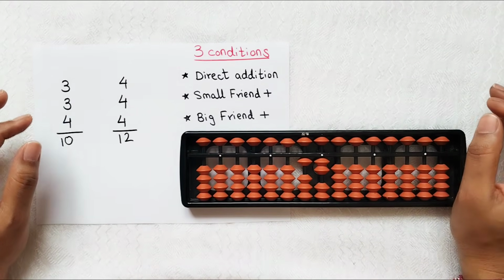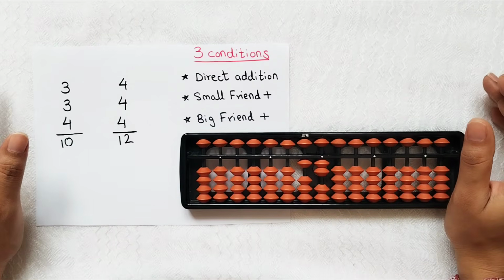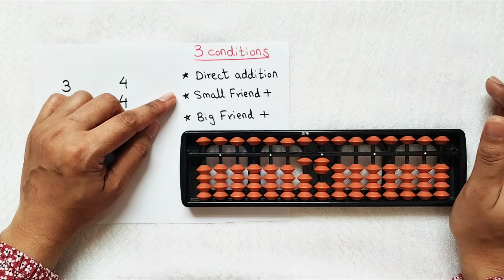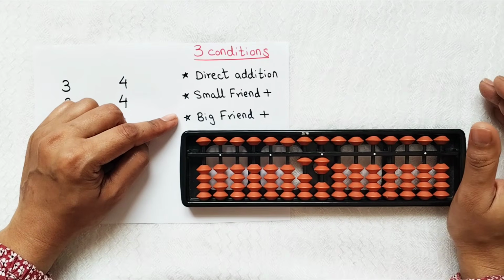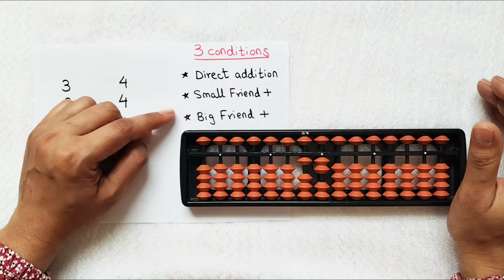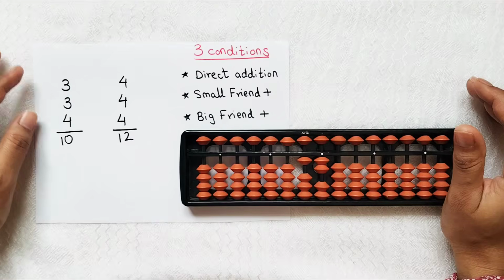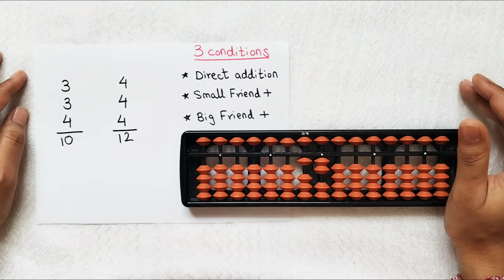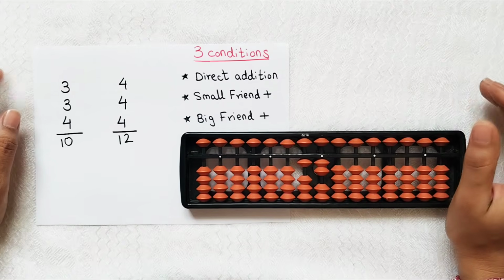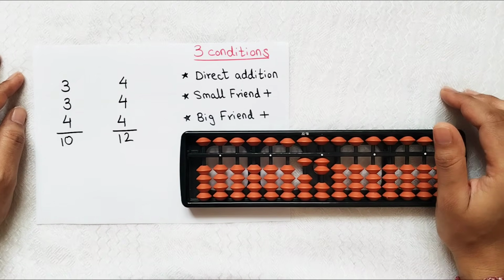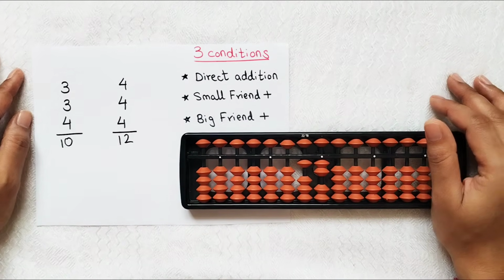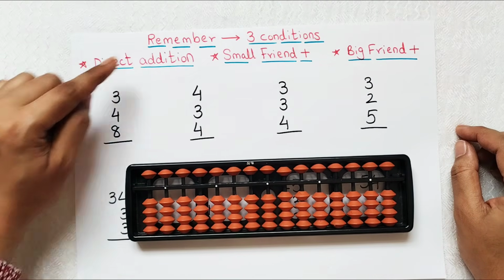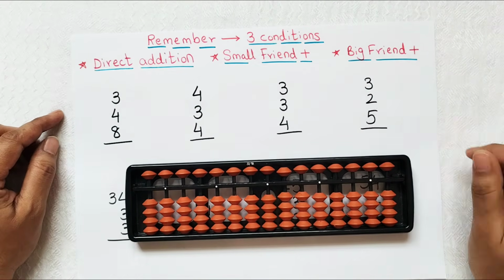Always remember, we have to go for direct beads. If direct beads are not possible, you use small friend addition. If not, then you have to use big friend addition formula. Now we are going to solve some more sums using these 3 conditions. By solving these sums, you will gain a good understanding whether we have to do it directly or we should use small or big friend formula. Let us begin. Always remember 3 conditions: direct addition, small friend and big friend.